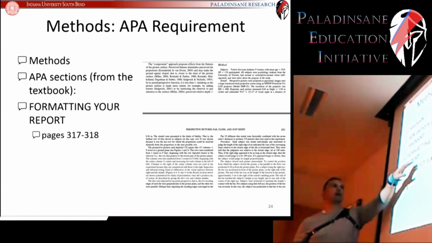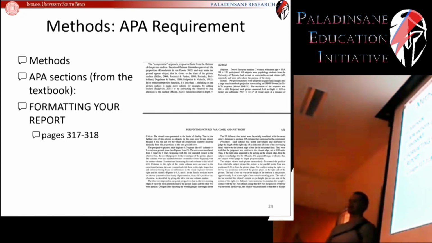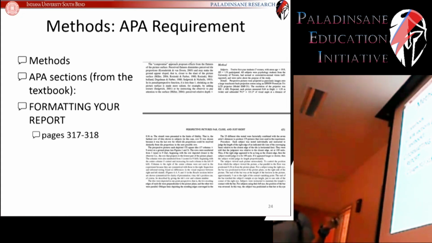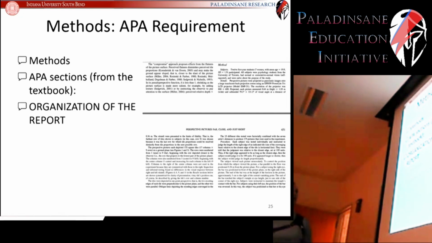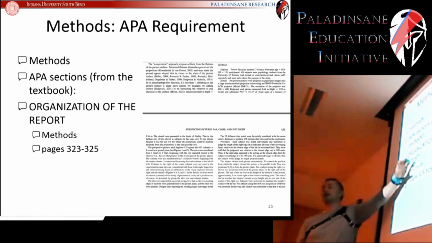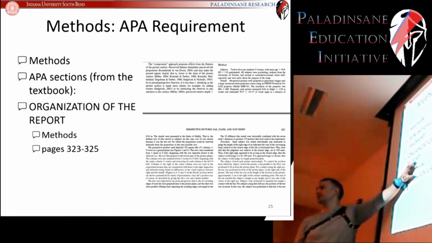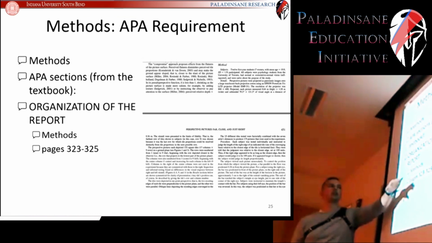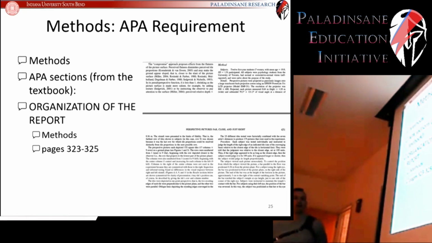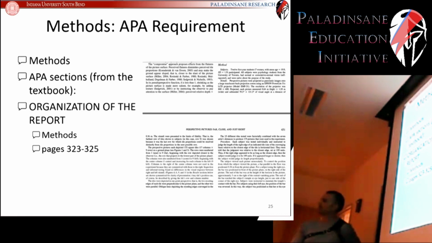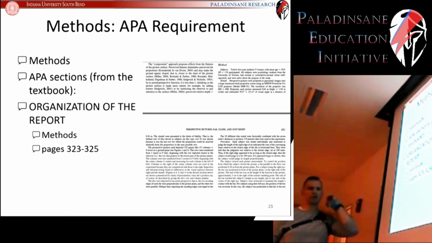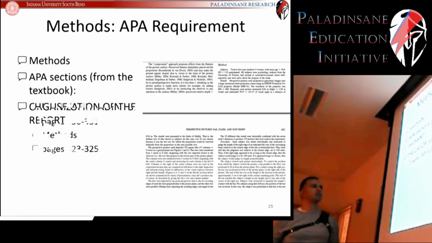And formatting your report covers things like, this is the font you should use, this is the size of the font, these are the margins that you should use. Organization of the report, we're going to stick to the part that is about the method section. This is basically going to reiterate what I just told you about the subjects, stimulus and apparatus, and procedures. But again, it's a second place to get that information. It's a second look at it. It's not going to contradict anything that I mentioned. So it's a nice way to bulk up your understanding of what goes into these particular sections.